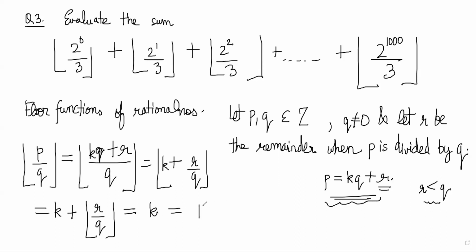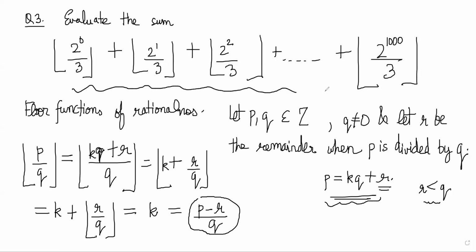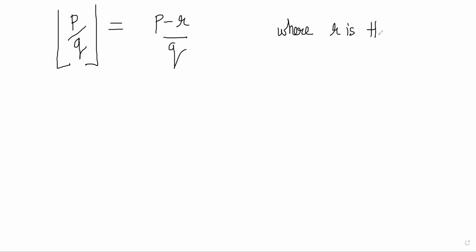And what is K? K is equal to (P minus R) by Q, right? So we have shown that the GIF of P by Q is equal to (P minus R) by Q. That is the property that we'll be using to solve this particular problem. You can remember this property: GIF of P over Q is equal to (P minus R) by Q, where R is the remainder when P is divided by Q.